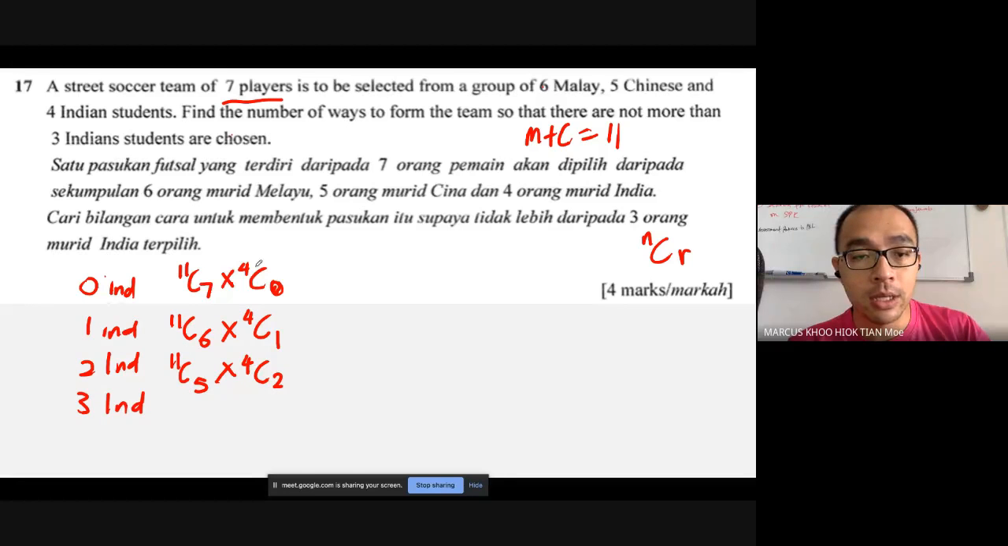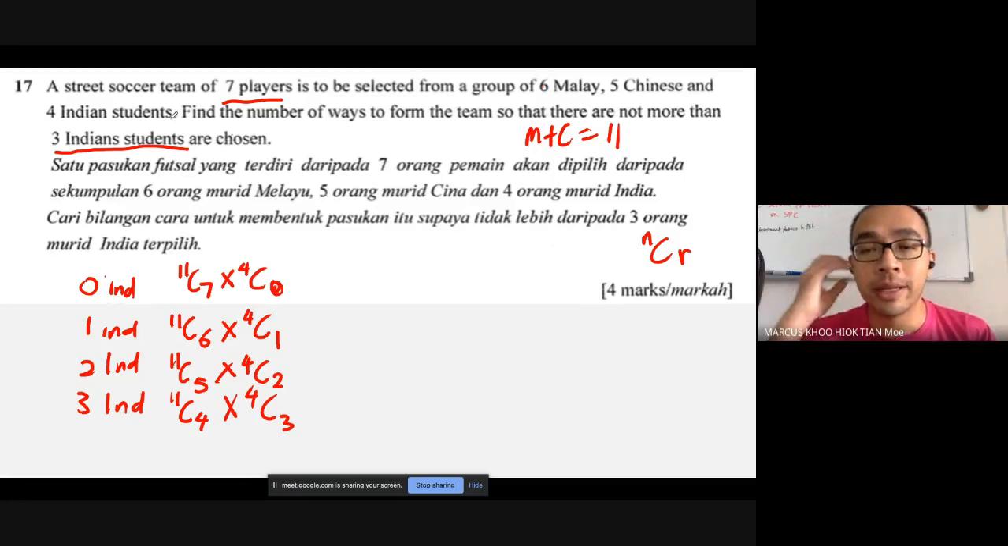3 Indians. 3 Indians will be 4C3. This one will be 11C4. Okay, so notice that the top number doesn't change one, because ini adalah group 1 yang ada Malay dan Chinese, dan ini adalah group Indian. Sebab kenapa Indian? Sebab soalan ini dia minta untuk Indian lah. Okay, kalau dia minta untuk Chinese saja lain cerita. Okay, but since we only want Indian students, so we have the Indian students kasih separate.